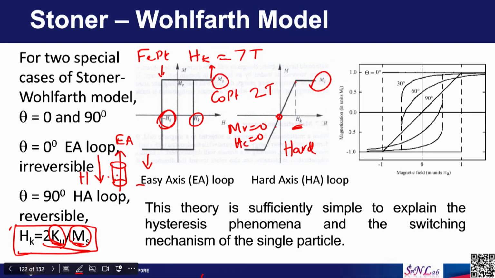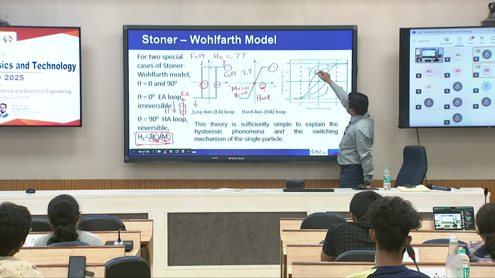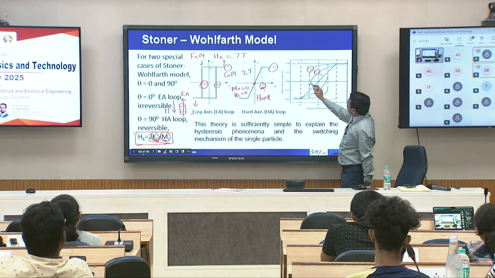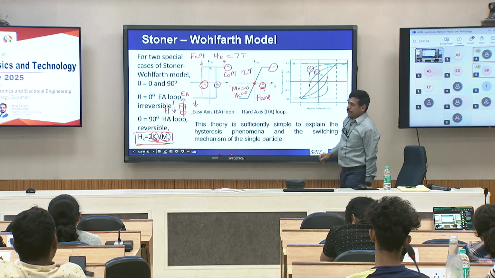Okay. So, if you remember, I asked you one question whether Ms is same or not. So, Ms is the same. Okay. In the hard direction, when you apply field more than the anisotropy field, the system will go to the saturation magnetization. Okay. So, this is the easy direction, hard direction. What if you apply magnetic field along certain other angle like 30 degree, 60 degree, the hysteresis loop will look like this.